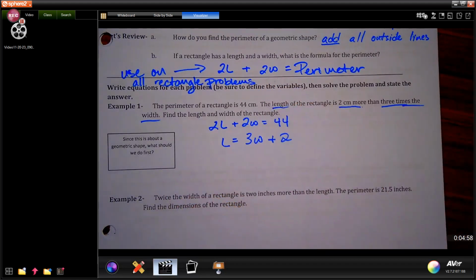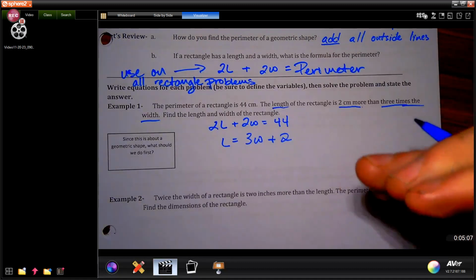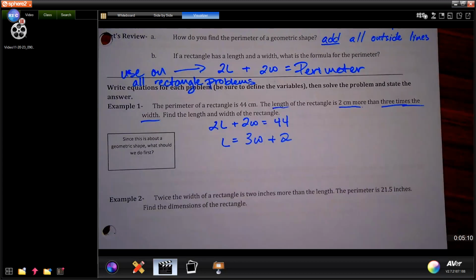Now what you'll notice is that I have both equations, two equations, and the best way to solve for length and width is probably going to be using substitution. I would imagine that on every single example, 1, 2, 3, and 4, we will use substitution.